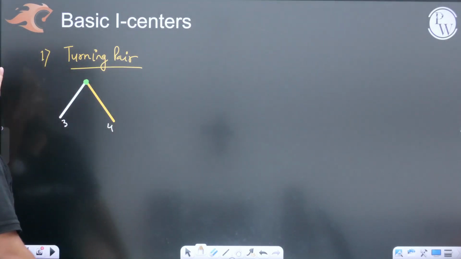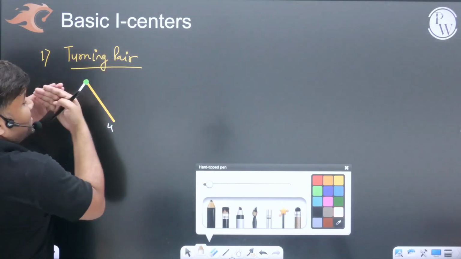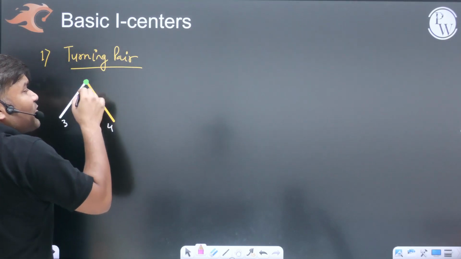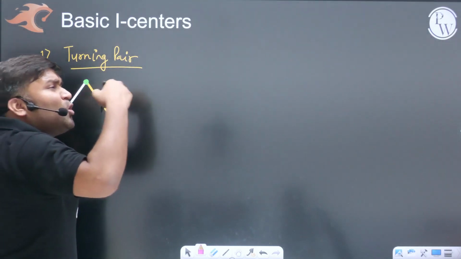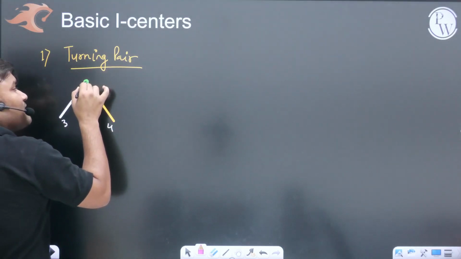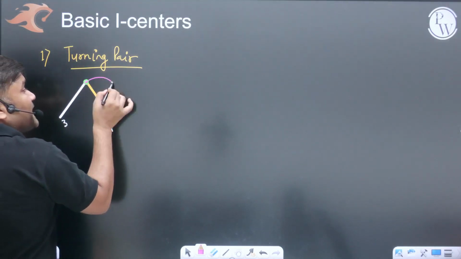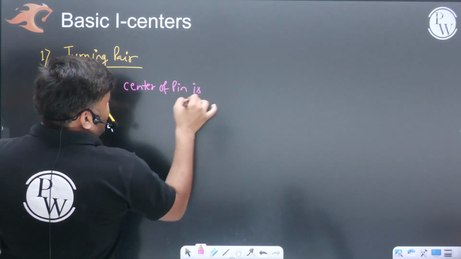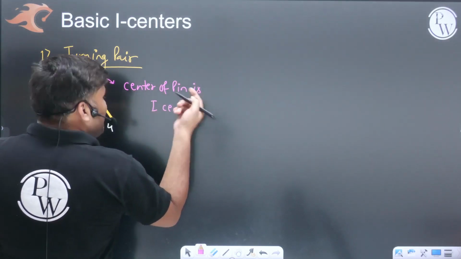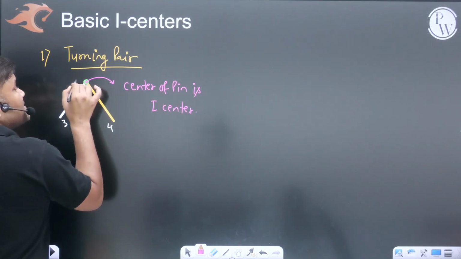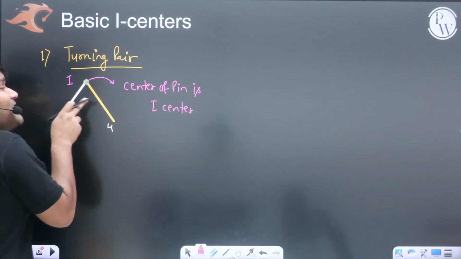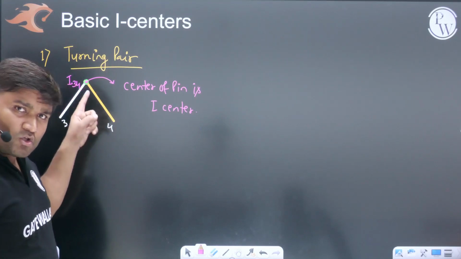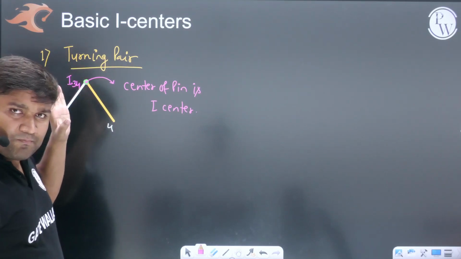Getting the point? I have two links, and for these two links, if you want to know the location of the I-center, the I-center means the point from where relative motion will be seen as pure rotation. If you sit at this point, the center of the pin, this becomes your I-center. Let me write: center of pin is the I-center. The center of the pin itself becomes your I-center. This is my I-center, and its name for bodies 3 and 4 is I34. Everybody clear? If you have a turning pair, the location of the I-center is the center of the pin joint itself. First thing.